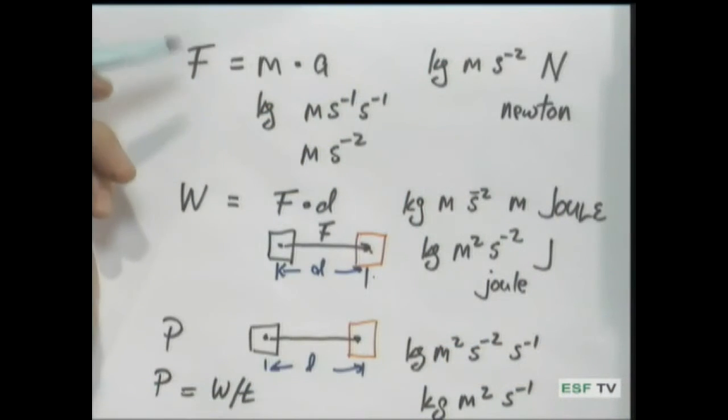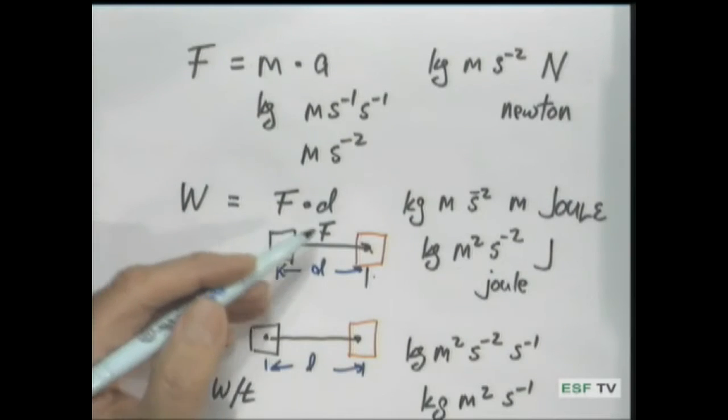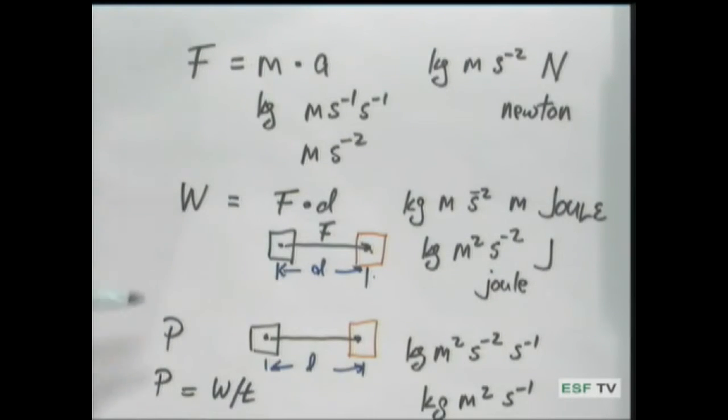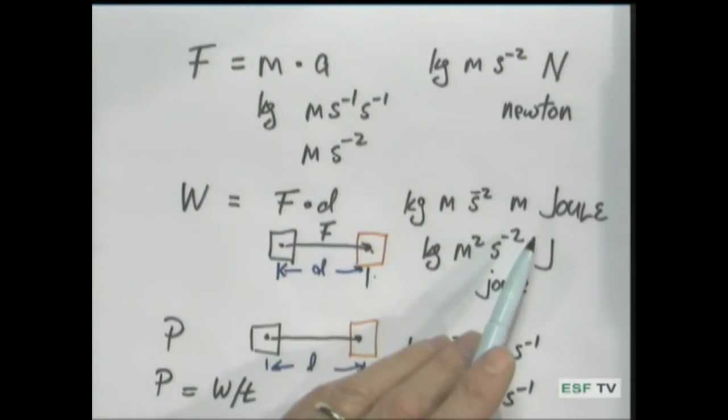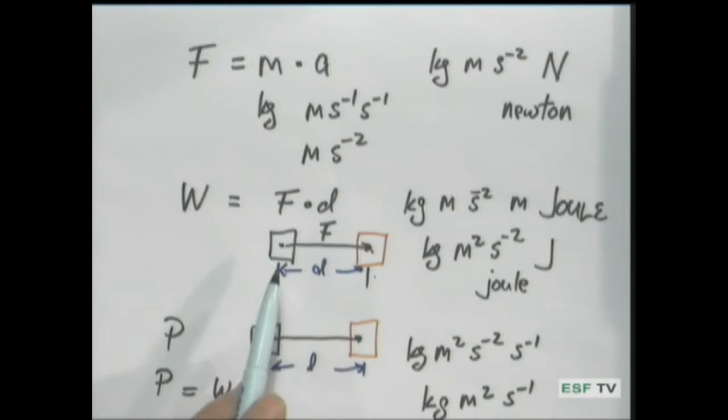Just to reiterate, we have three basic concepts that govern Newtonian mechanics. One is the concept of force, which is equal to mass times acceleration. That derives from Newton's second law. Work is force acting over a distance. That was formulated about a century after Newton did his original work. And power is simply a measure of work rate. Force has units of newtons. Work has units of joules. One joule is one newton acting over one meter.